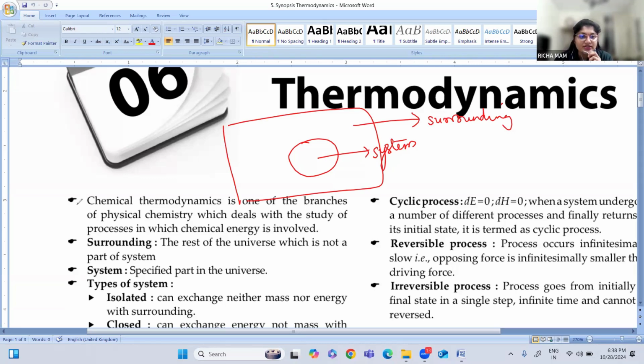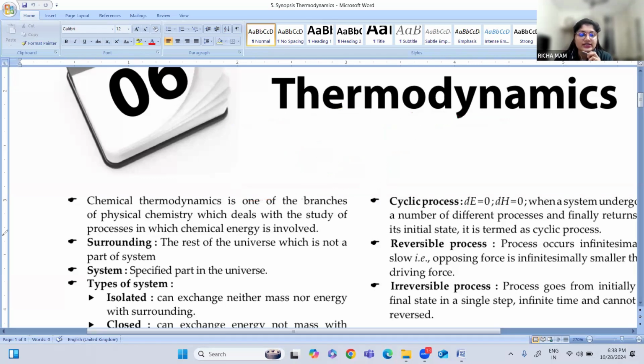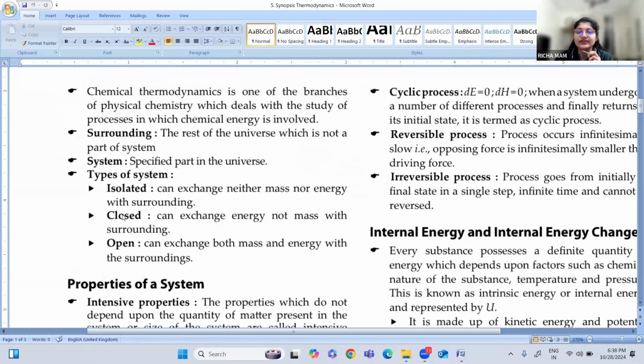So there are different types of system: isolated system, closed system, and open system. These are the three different types of system. First, we'll discuss the open system. Open system means it can exchange both energy and mass with the surrounding.